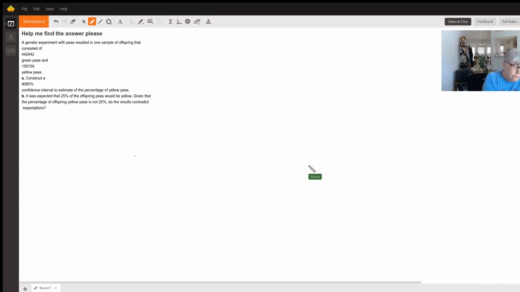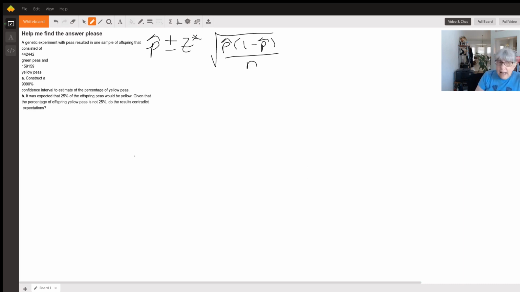p hat plus or minus z star times the square root of p hat times 1 minus p hat over n. P hat is the proportion of yellow peas because we want to construct the 90% confidence interval for the proportion of yellow peas. Percentage and proportion: the percentage is multiplied by 100, the proportion is the decimal.